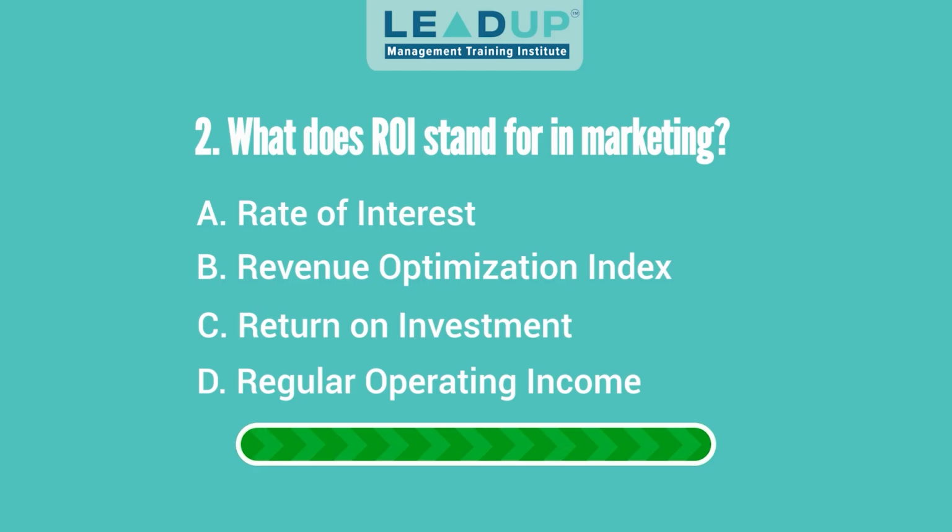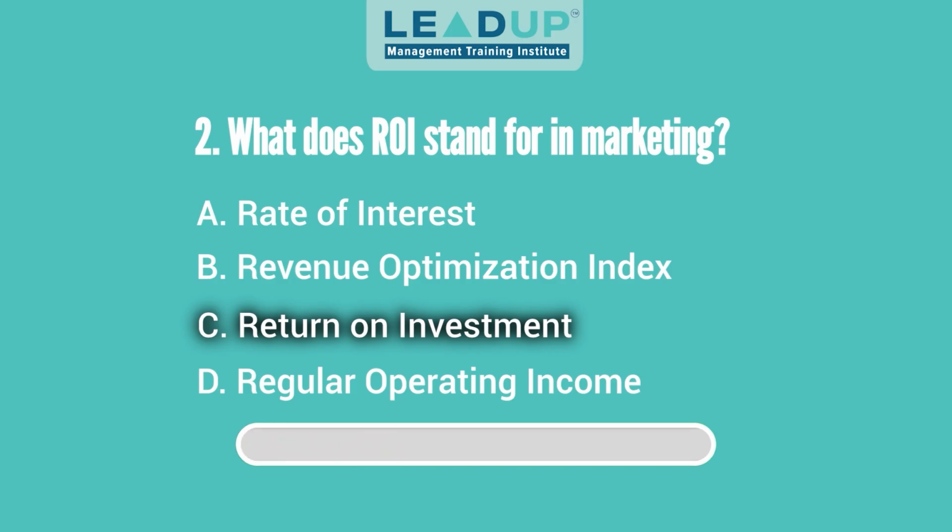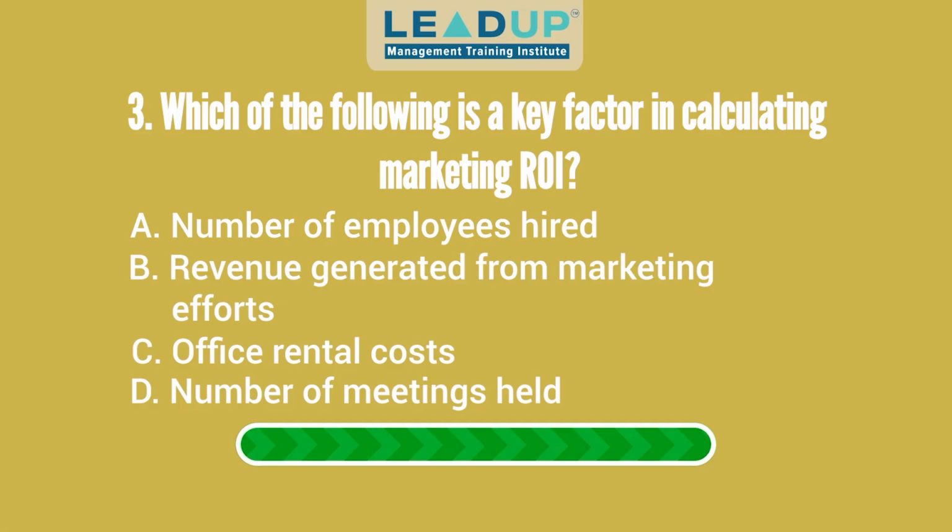Question 2. What does ROI stand for in marketing? A. Rate of interest. B. Revenue optimization index. C. Return on investment. And D. Regular operating income. Answer: return on investment.